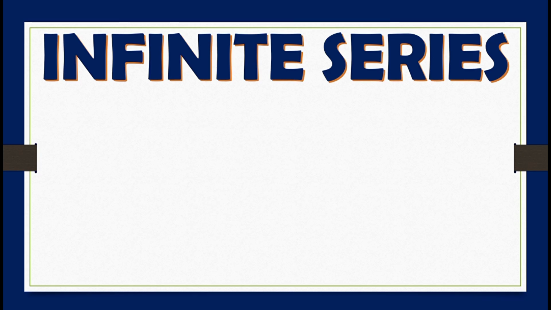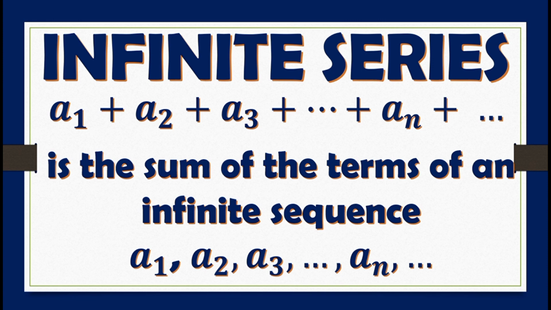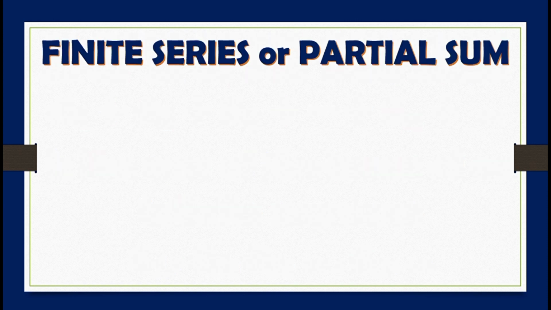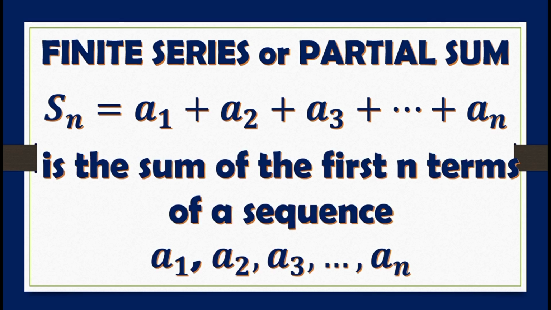An infinite series, given by the expression a sub 1 plus a sub 2 plus a sub 3 plus ... plus a sub n plus ..., is the sum of the terms of an infinite sequence a sub 1, a sub 2, a sub 3, ..., a sub n, .... While a finite series or partial sum, with the equation S sub n equals a sub 1 plus a sub 2 plus a sub 3 plus ... plus a sub n, is the sum of the first n terms of a sequence a sub 1, a sub 2, a sub 3, ..., a sub n.